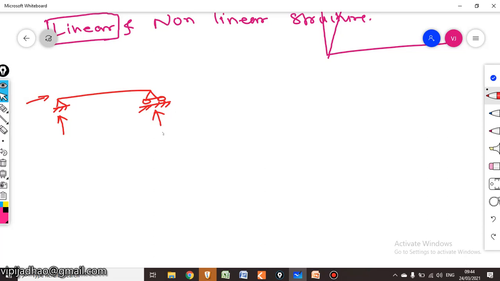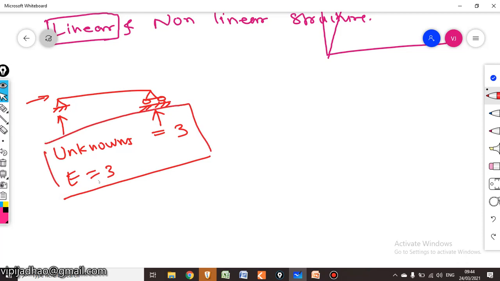Now, can we solve this particular beam by using equations of equilibrium? We know that there are three unknown reactions, and the total equations of equilibrium are three. That is, summation of forces in x direction is equal to 0, summation of forces in y direction is equal to 0, and summation of moment about any point is equal to 0. We have the same number of equations and unknowns, hence this beam will be statically determinate.